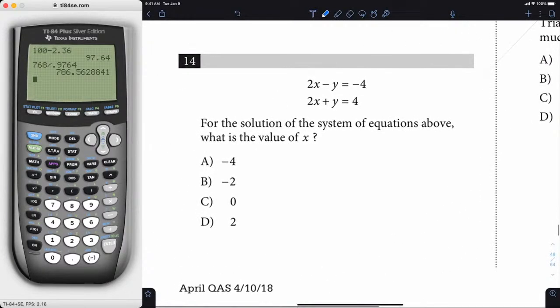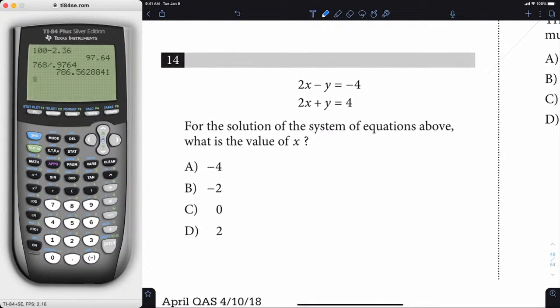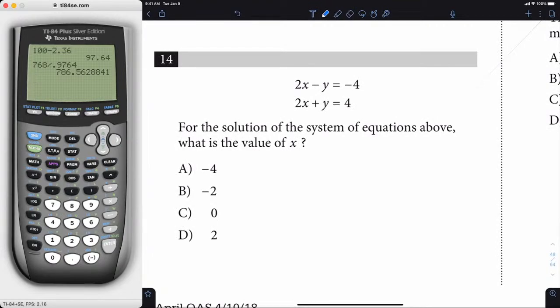For the solution of the system of equations above, what is the value of x? Okay, system of equations. This time they kind of gave it to us easy. All we have to do is add down, and that's going to give us 4x. These y's are going to cancel out by elimination, is equal to 0. So what does x have to be? 0.